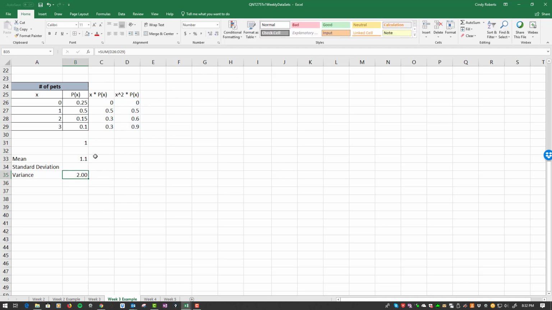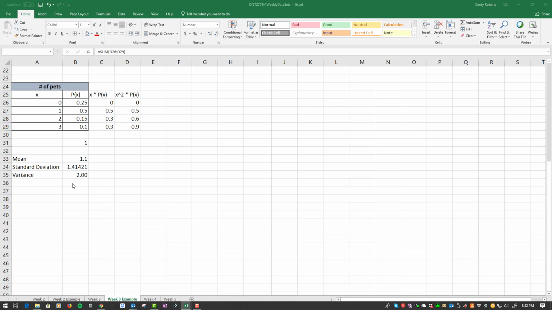Remember that we prefer the standard deviation because it's in the same units. So the standard deviation is simply the square root of the variance. So we would expect the standard deviation, the spread, of about 1.5 pets. All right, so that is the mean, based on the X number of pets times its probability. That is the variance, which is based on X squared times its probability, and then we sum all those. And then, of course, we take the standard deviation.